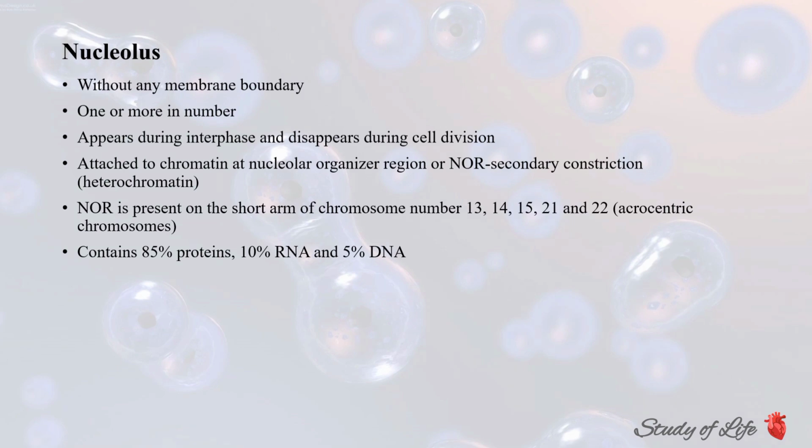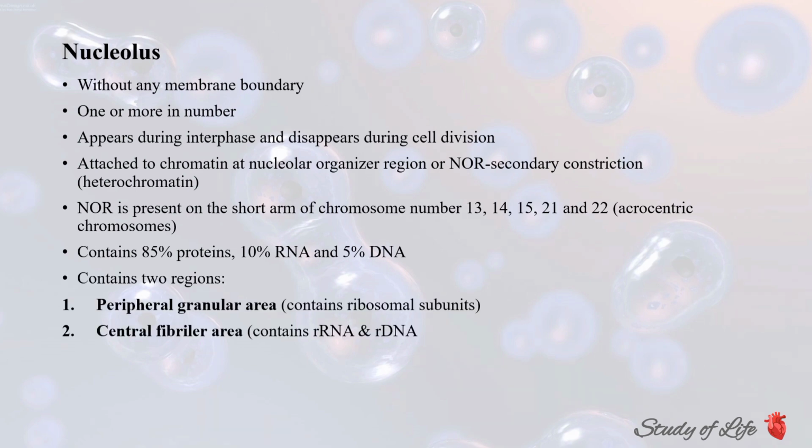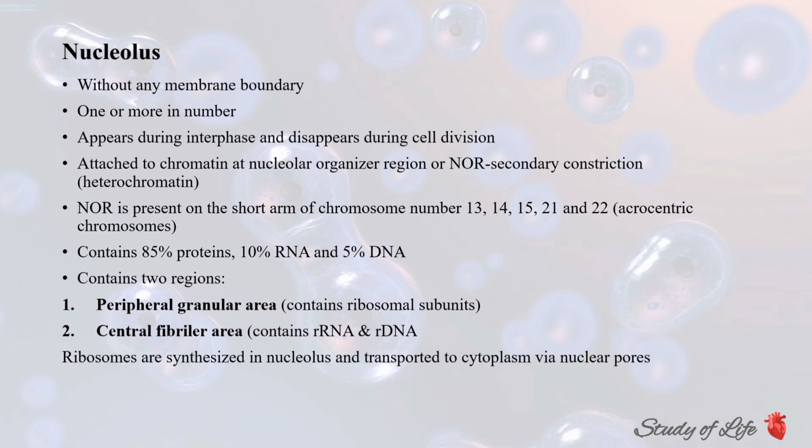Nucleolus contains 85% proteins, 10% RNA and 5% DNA. There are two specific regions of the nucleolus. One is the peripheral granular area, which contains ribosomal subunits, and the other is the central fibrillar area, which contains ribosomal RNA and rDNA. Ribosomes are synthesized in the nucleolus and transported to the cytoplasm via nuclear pores.